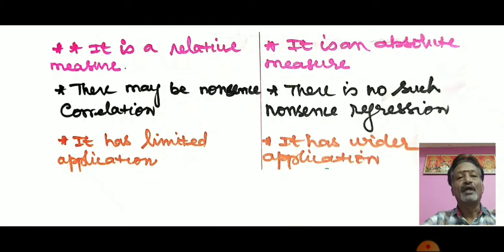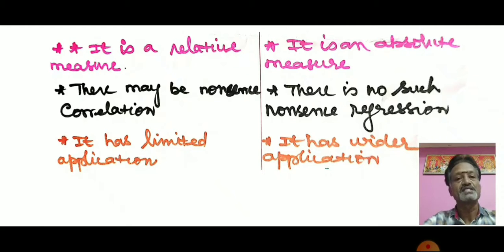Then the point number 5, there may be nonsense correlation. That means if there is no relationship between the given two variables, the R value is equal to 0. If the R value is 0, the correlation is said to be nonsense correlation or spurious correlation. It means there is no relationship between the given two variables. But you take into account of regression, here there is no such nonsense regression.